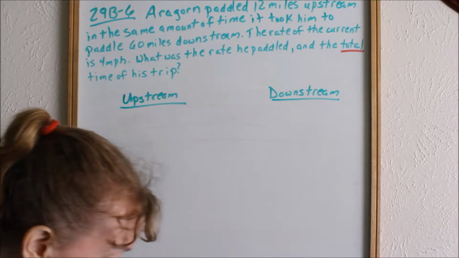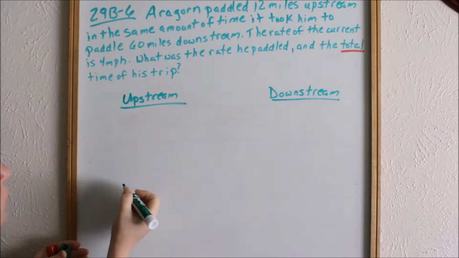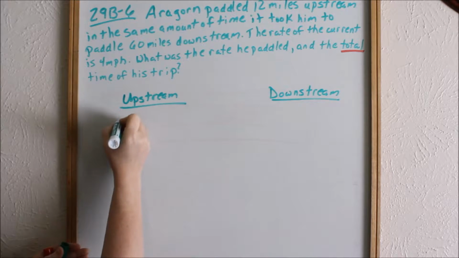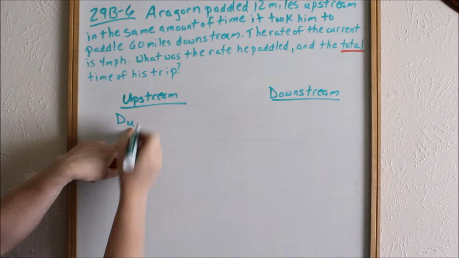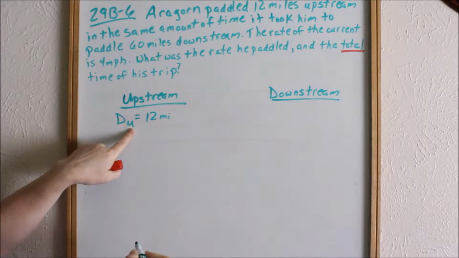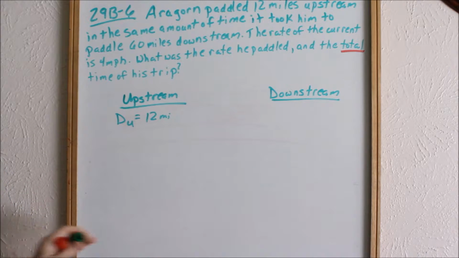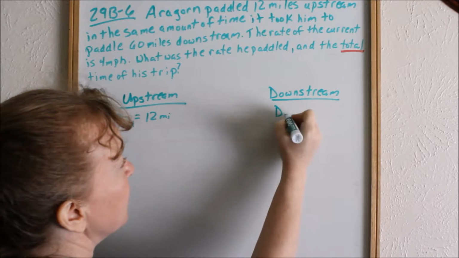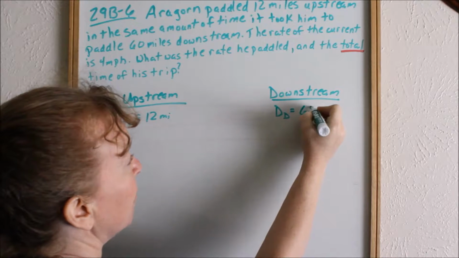I do know it says that Aragorn paddled 12 miles upstream. That's my distance. 12 miles is my distance of upstream, so I'm going to call this DU. And then the problem says in the same amount of time it took him to paddle 60 miles downstream. So the distance he went downstream is 60 miles.